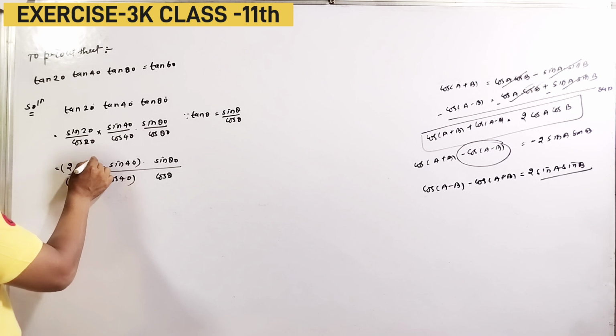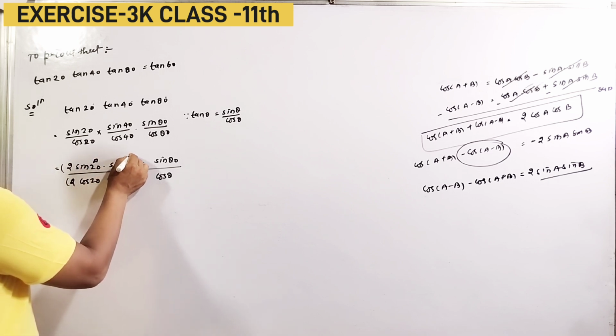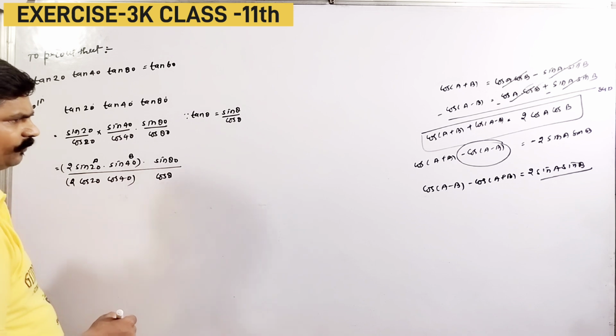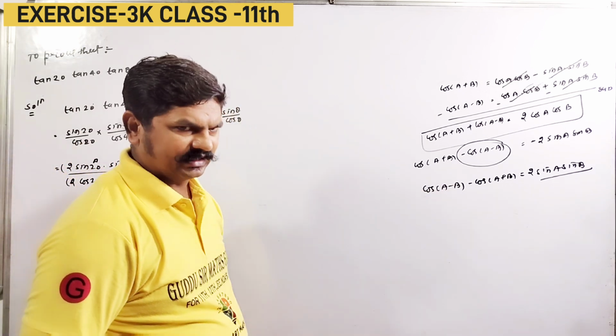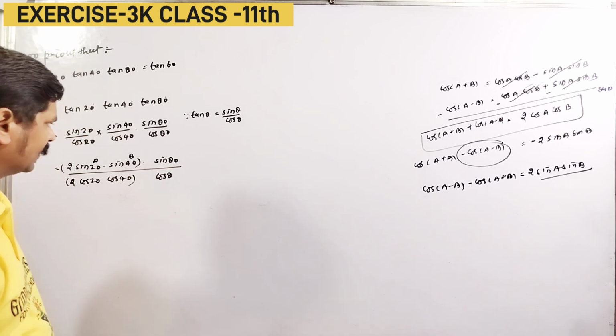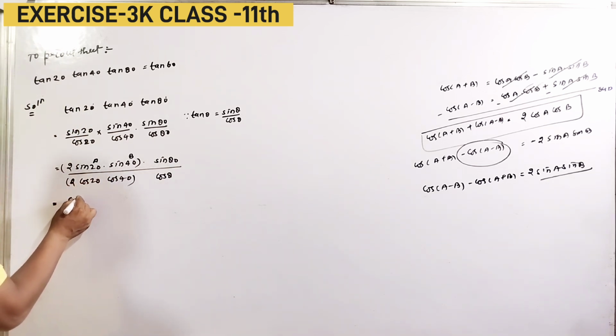Here in place of A is 20 and in place of B is 40. Clear? So what formula will you apply here? This formula: cos(A minus B) minus cos(A plus B). When you apply this formula, this will come to cos(A minus B).